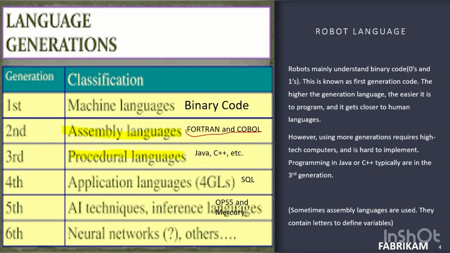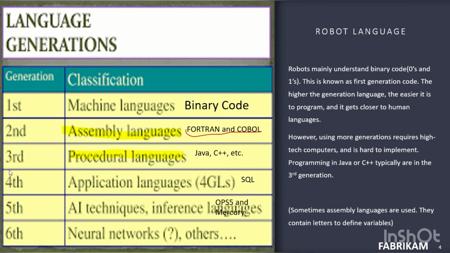So now let's talk about the language generations. So this is mainly about the slides. So basically computers mainly understand binary code, which is zeros and ones. So this is known as first generation code. The higher the generation of the language, the easier it is to program and the closer it gets to human languages, natural languages, as some call it.